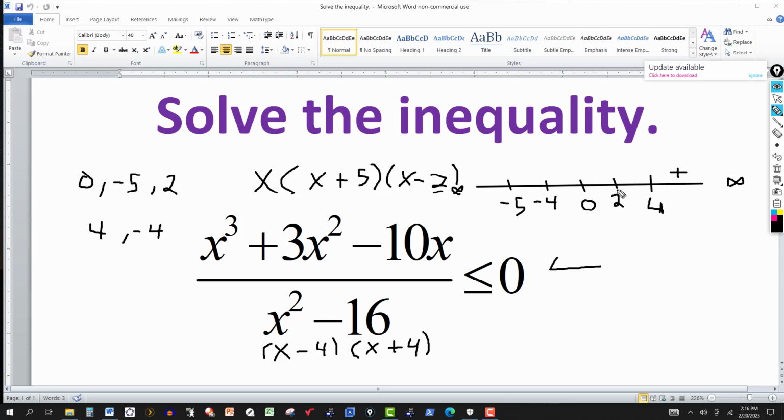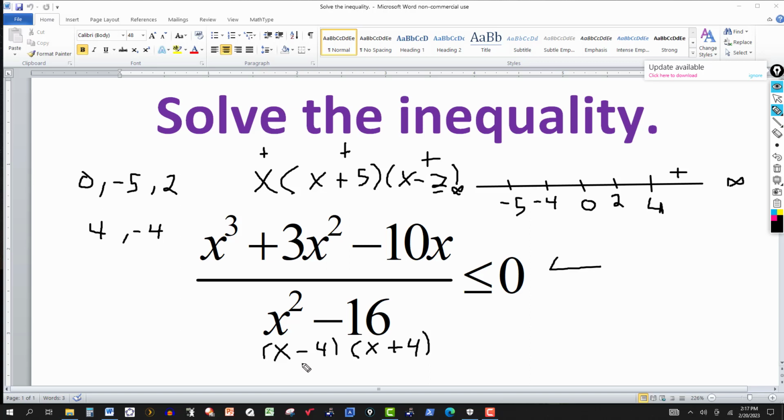You can pick a fraction. I'm going to pick 3. So let's put a 3 here where the x is. So this will be positive there. 3 and 5, that'll be positive there. 3 minus 2, that'll be positive there. Everything's positive in the numerator.